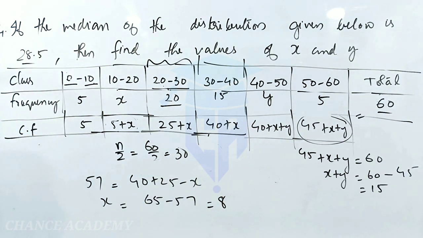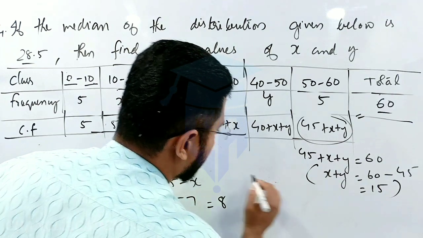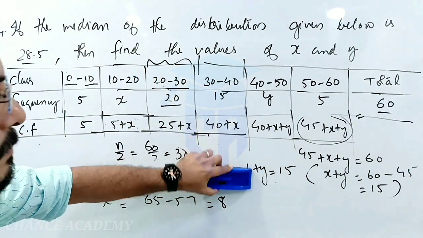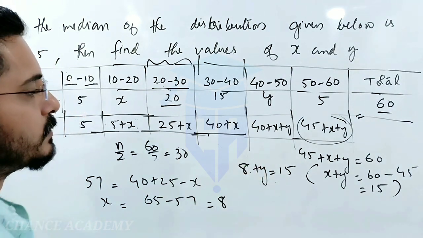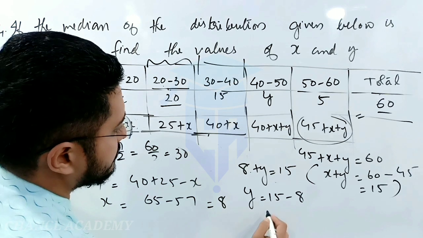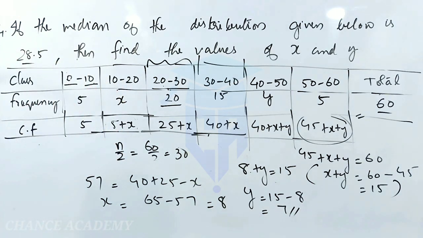Now we need to find the value for y. The value for y we can obtain by substituting this in this relationship. x plus y is equal to 15, where this x can be replaced as 8. 8 plus y equal to 15. Therefore, y is equal to 15 minus 8. We will be getting the y value as 7. Now we obtained x and y.